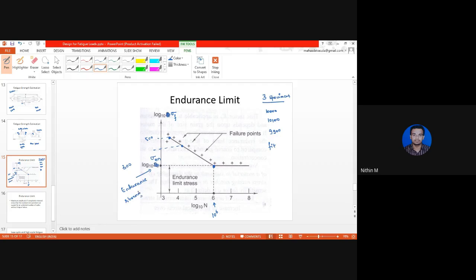Now, what is endurance strength? By this concept, it is the magnitude of stress below which there is no failure of the component. Such a value of strength is called the endurance strength of the material. Correct? Is the concept clear? Do you understand what endurance strength means?